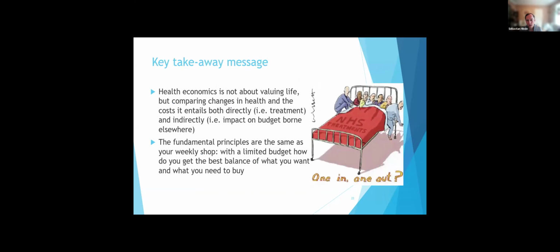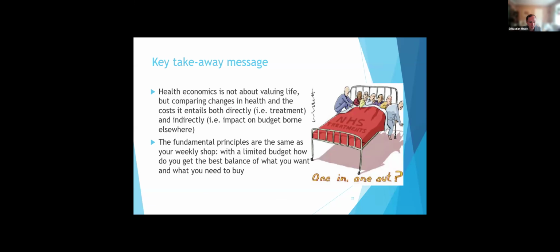Okay, you'll be glad to know I'm on my penultimate slide now. So we've seen this before. Key takeaway messages. We're not looking to value life, but instead comparing the changes in health and the costs that it entails, really mostly to the NHS in the UK setting. And that fundamentally, the principles are the same as your weekly shop, really, with a limited amount of budget.